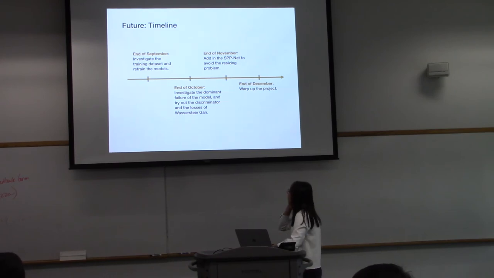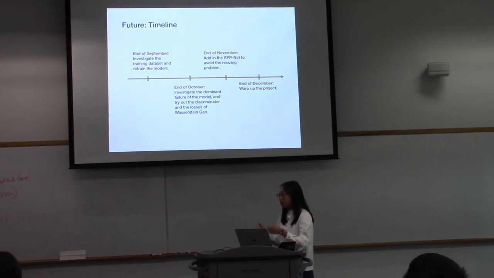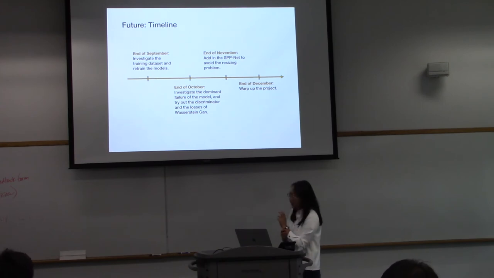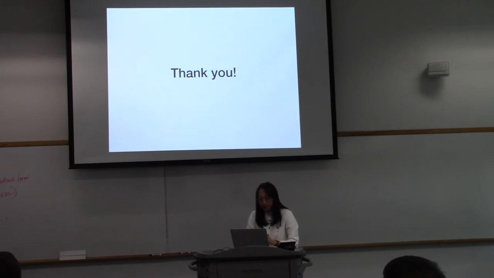And by the end of October, we will try some advanced architecture of the discriminator and the formulation of the losses. And by the end of November, we will try to add in some SPPNet to avoid the resizing problem before we fit the input into our networks. And by the end of the semester, we will open the project. So that's all for our presentation. Thank you.